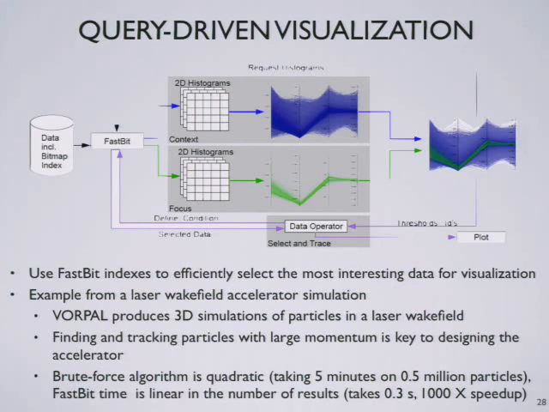Okay, so these are the numbers I had before. A brute force algorithm, which is quadratic, would take somewhere on the order of 5 minutes on just 500,000 particles. And using the FastBit indexing, it takes a little less than a second. It's a 1,000-fold speedup in this particular case. So you can see where this might be really advantageous when you have very large data sets.